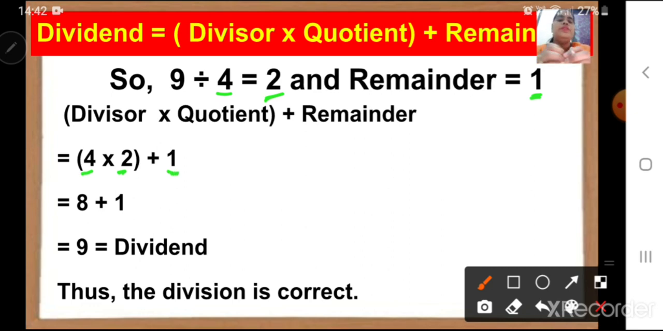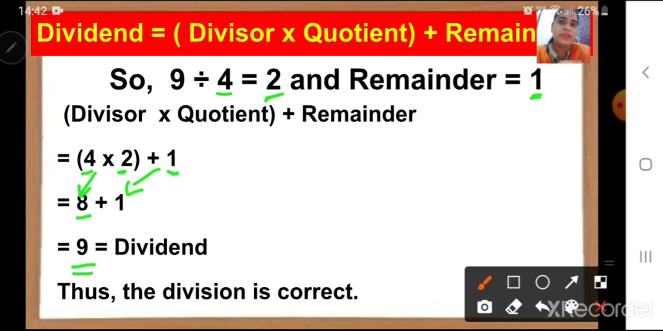Now first we are going to solve what is inside the bracket. What is inside the bracket? 4 into 2. 4 2s is 8. You can see here children, 4 2s are 8. And then plus 1. 8 plus 1 is equal to 9.